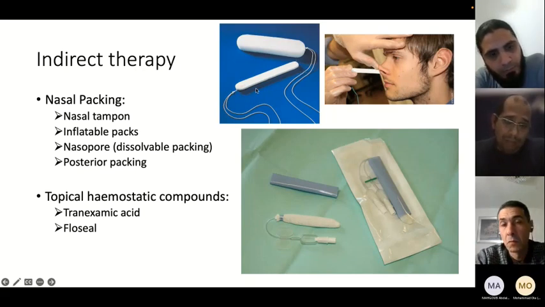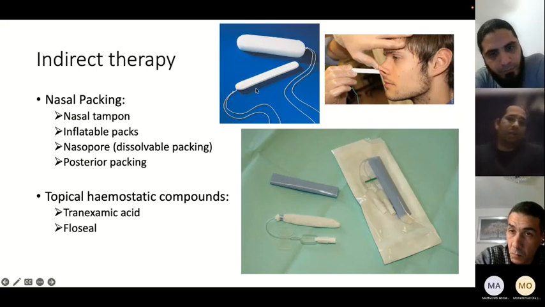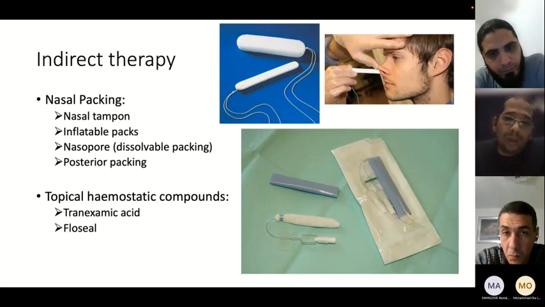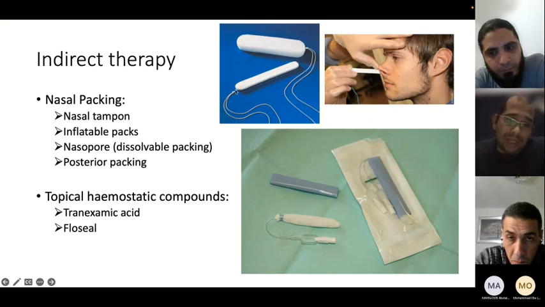It is a rigid material while it is dry, so you can introduce it inside the nose. And once it is mixed with saline, it will transform into a spongy material. As you can see here, this is the form while it is dry, and this is the form when it is mixed with saline. It transforms into a very spongy, very soft material.